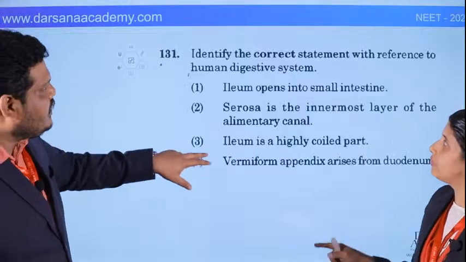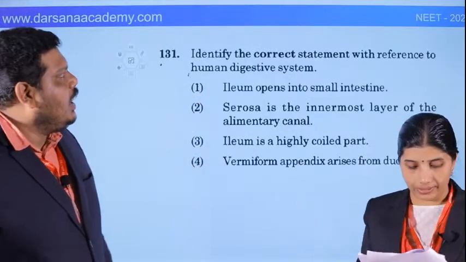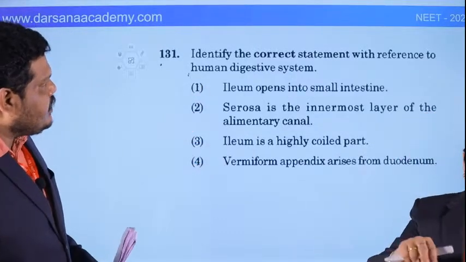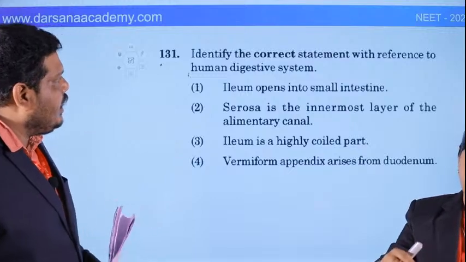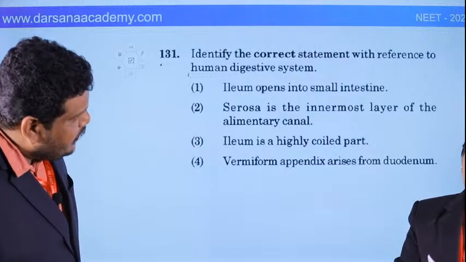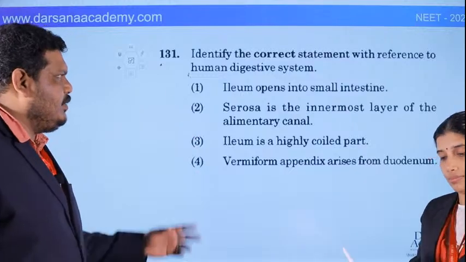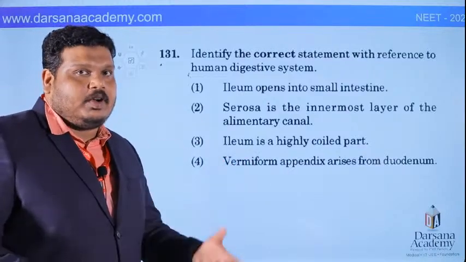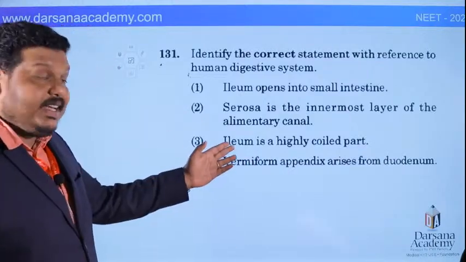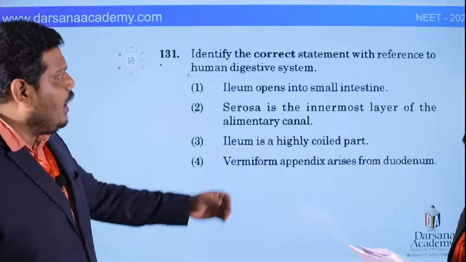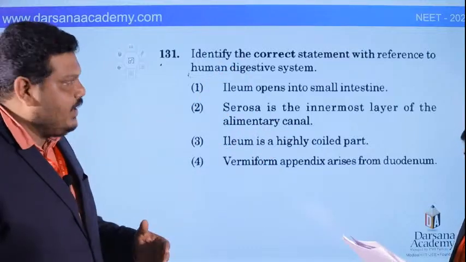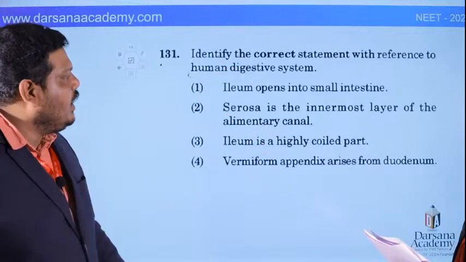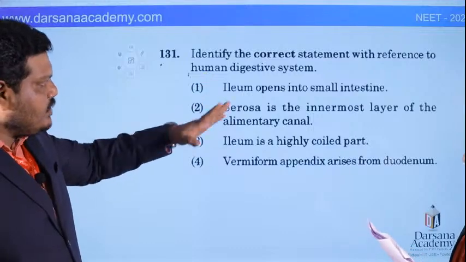Identify the correct statement with reference to the human digestive system. Option one: ileum opens into small intestine. No, ileum is the largest coiled part of the small intestine, a highly coiled part. That statement is also there in option 3. You have to select the correct option. Ileum is a highly coiled part, so the first option is a wrong statement.